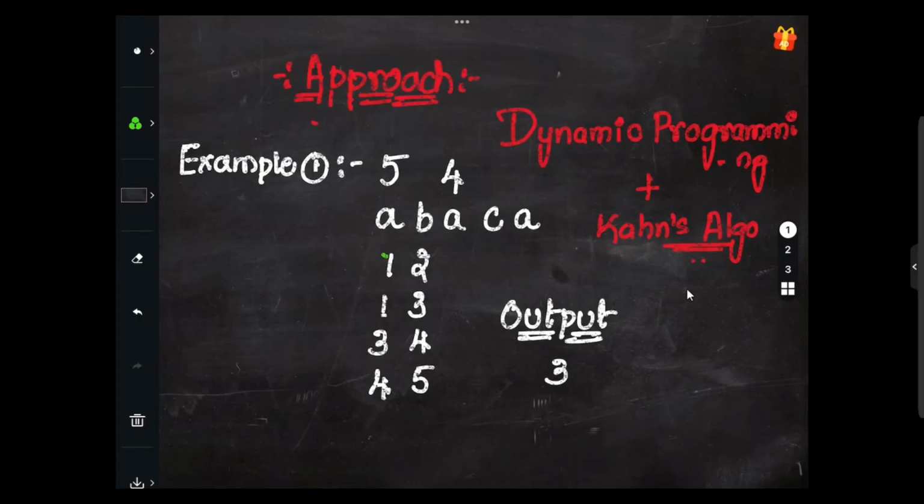So I have considered the same first example that they have given in the question. This is nothing but n, the nodes or the vertices. This is nothing but the edges, or m. I can just write m, right? So we have been given 5 nodes, A, B, A, C, A. The edges are from 1 to 2, 1 to 3, 3 to 4, and 4 to 5, basically. Right, so this is fine.